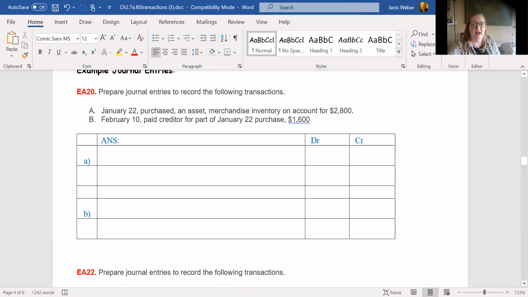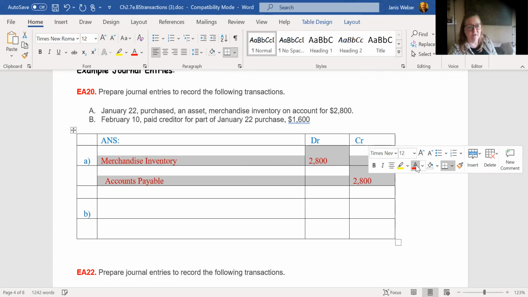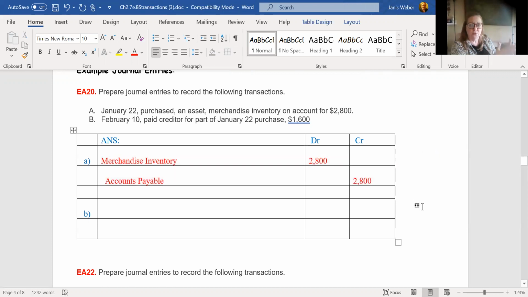Now, here's some example journal entries from these little exercises I pulled from Openstax. So this is EA 20, 2 transactions. It's asking you to make journal entries to record these 2 transactions. January 22nd was this entry A. We purchased an asset called merchandise inventory in the amount of $2,800. So this is just where we bought some inventory. We're going to resell it later. We're going to put the account name merchandise inventory flush with the left because it's the debit entry. Then we're going to enter the debit column 2,800. Then we'll go to the credit and put accounts payable for 2,800 under the credit column.